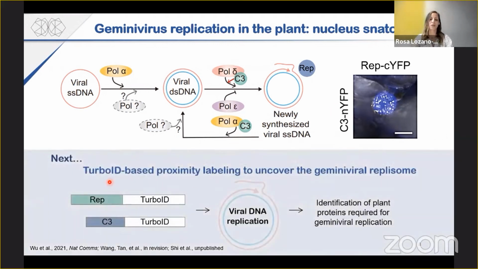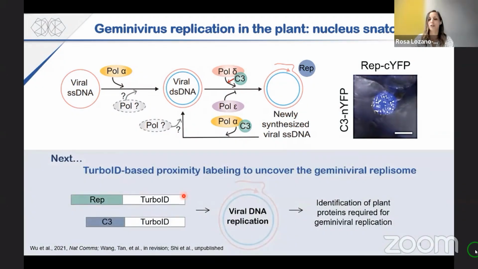And what we are now doing is using TurboID-based proximity labeling to try to identify plant proteins that are essential for the replication of the virus. And luckily for us, both Rep and C3 fused to TurboID are replication competent. So we are using both of them to identify plant proteins that are close to the viral replisome during the viral DNA replication. So this is an ongoing project, but I can tell you that we have already identified a number of plant factors that are essential for this process. And we really hope that this will pave the way for the generation of resistance in the future.